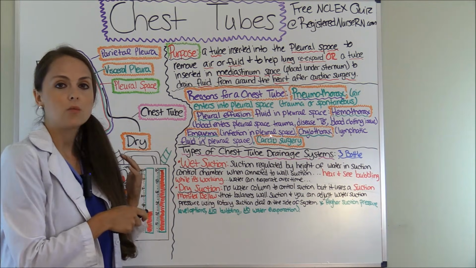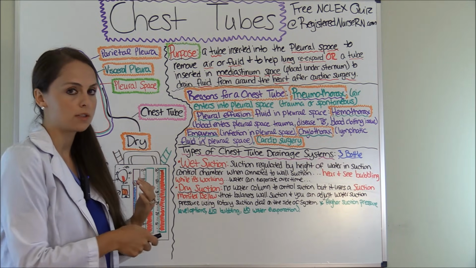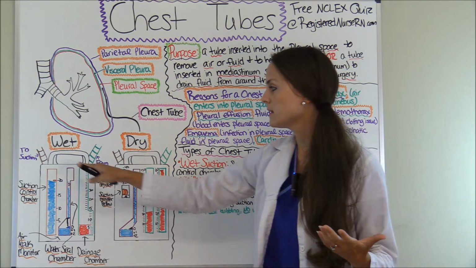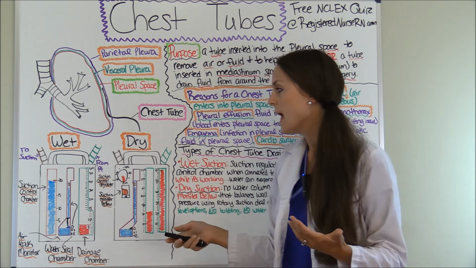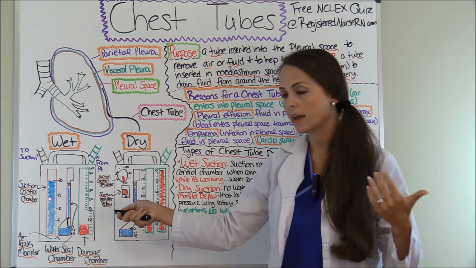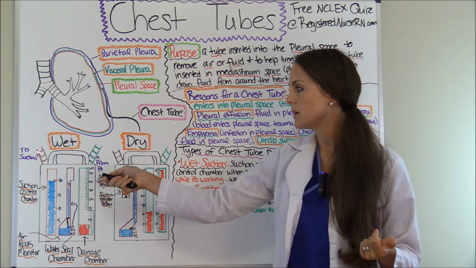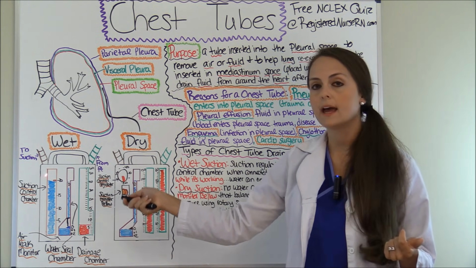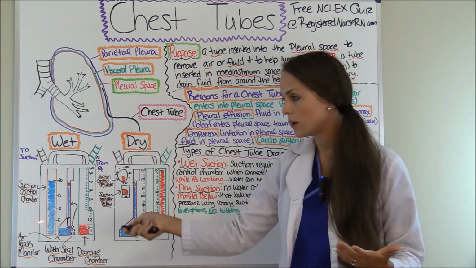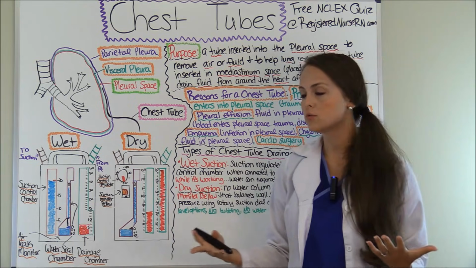The wet suction is regulated by the height of the water in the suction control chamber when it's connected to wall suction. Whenever you're setting up a wet suction chest tube drainage, you will be filling this with the water that it comes with, and depending on what the physician orders, you'll fill it up to whatever they order. Typically it's negative 20 centimeters of water. Once you connect this tube to the wall suction, this will regulate the suction control of the chest tube. You will hear and see gentle bubbling in this as it's working, so that is normal.